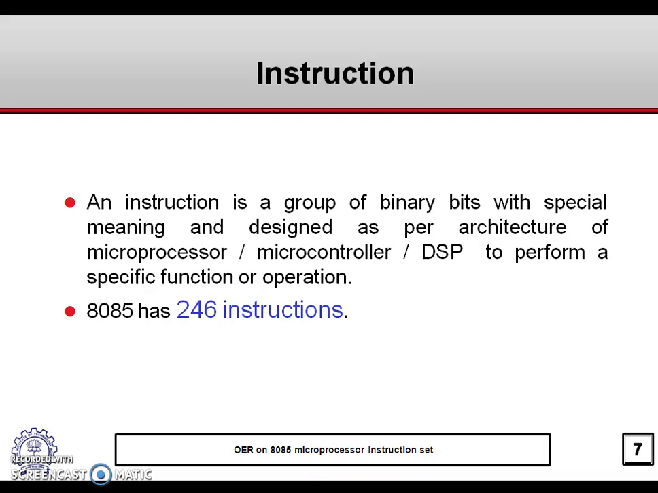Now what is instruction? It's a group of binary bits with special meaning and designed as per architecture of microprocessor, microcontroller or DSP to perform a specific function or operation. For example, 8085 has 246 instructions.